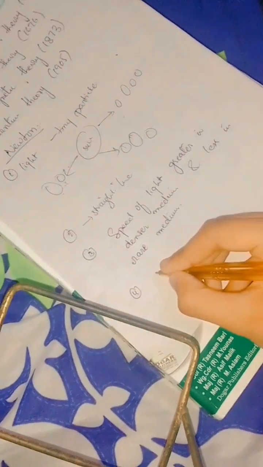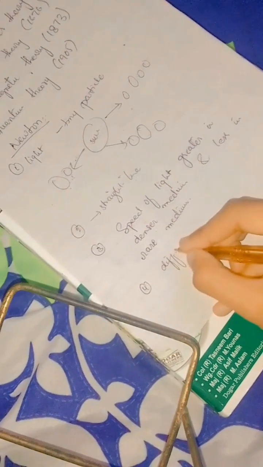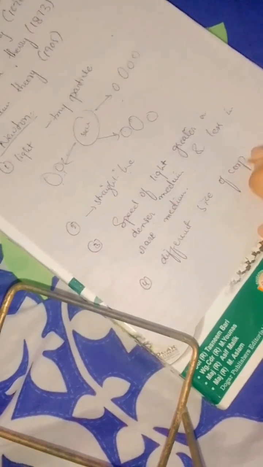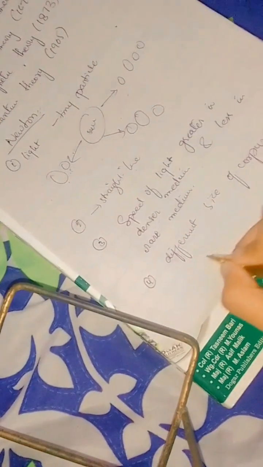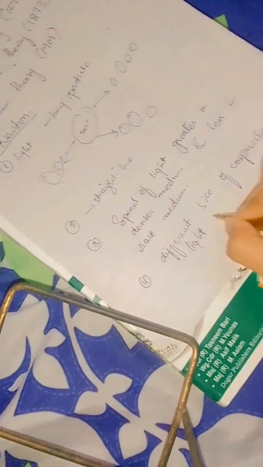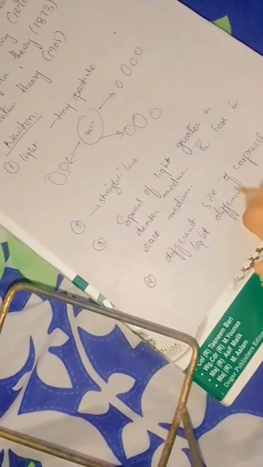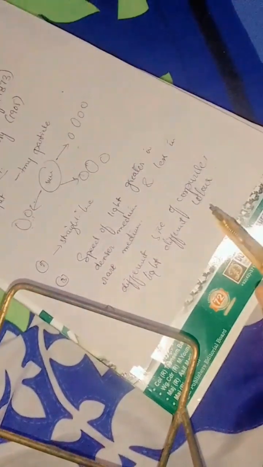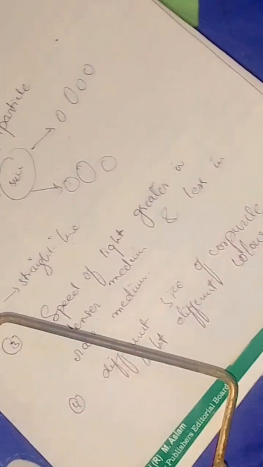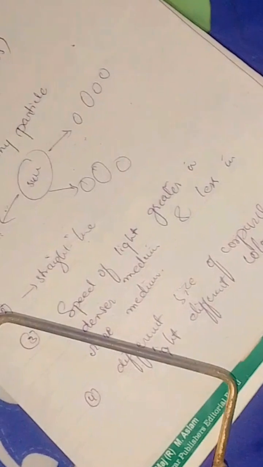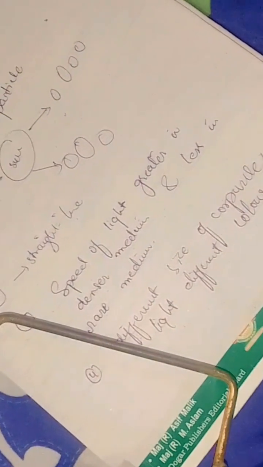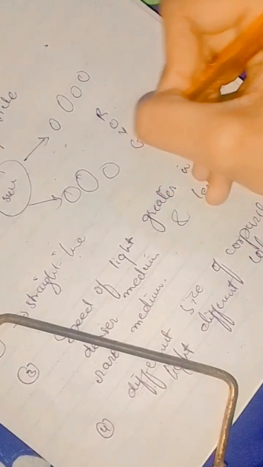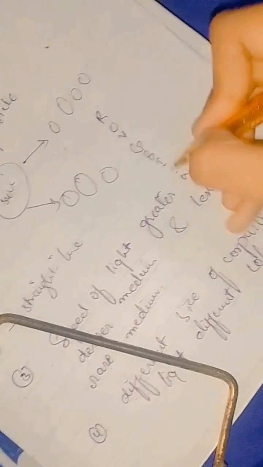Then the fourth point, Newton said that with different sizes of corpuscles, the light has a different color. What does it mean? Basically, if the sizes of the corpuscles are different, the light has a different color. For example, red, orange, yellow, green, blue, indigo, violet.